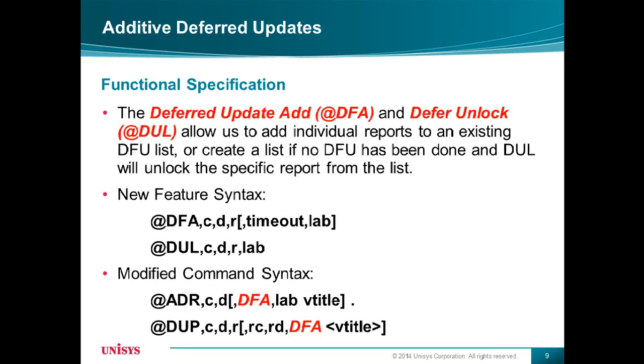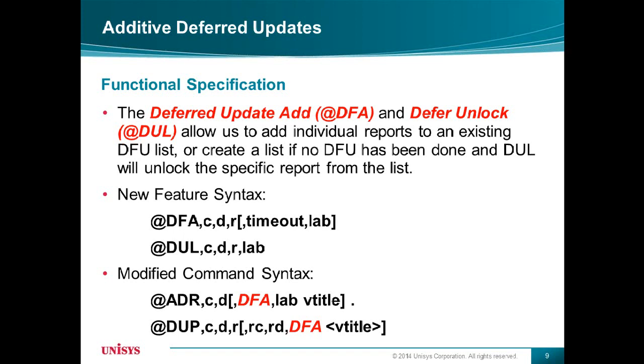And we have the DUL command. This will unlock the reports which are under the deferred update and have not been updated since they were added into the deferred update list. Note, all the deferred update reports will still be committed and decommitted through a single CMU or DCU operation. The CMU is the commit and the DCU is the decommit operation.